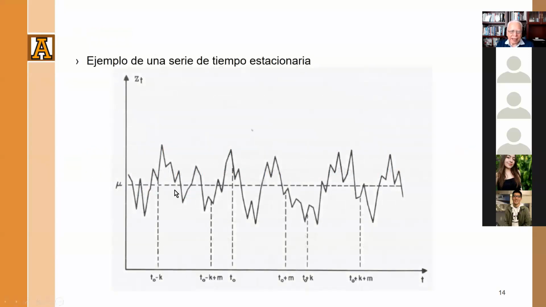This is, for example, an example of a series that is stationary. Okay, stationarity then will be reflecting that the behavior of the series, its mean and its variance covariance structure, does not depend on time. In terms of the variance covariance structure, the covariance in particular will only depend on the separation of the observations.